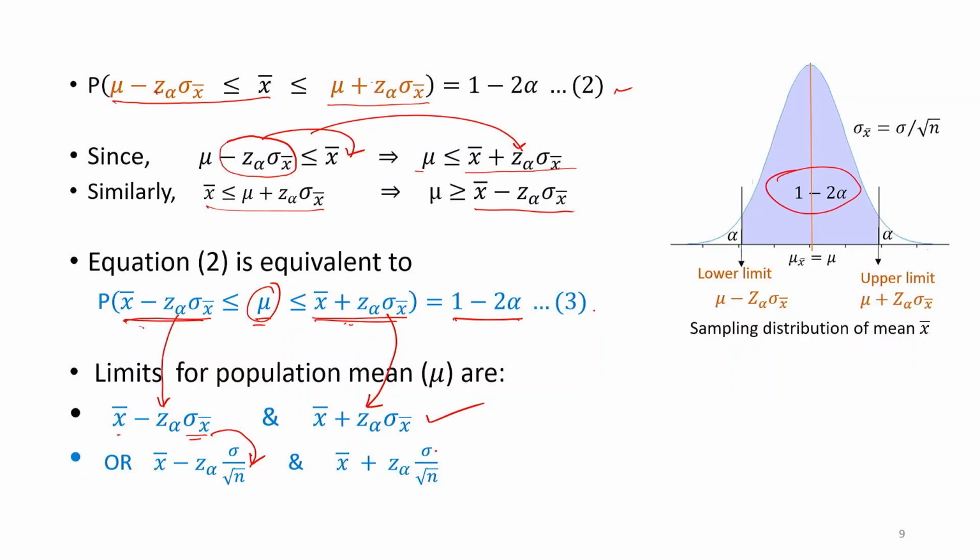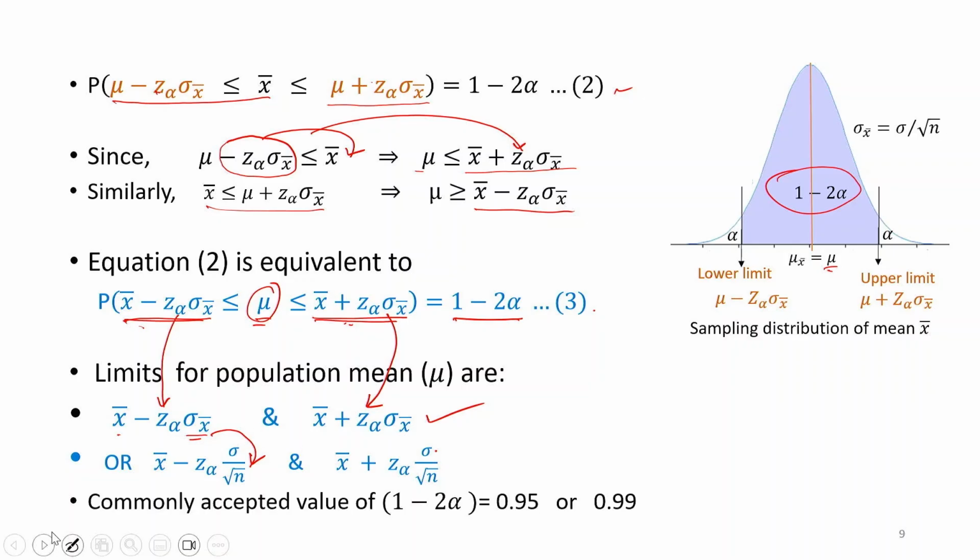If alpha is chosen to be, let us say, 0.05, then 2 alpha is 0.1. So 1 minus 0.1 is 0.9. That means in that case, with 90% confidence, we will be saying that this mu is going to lie between these two limits. And commonly accepted values of 1 minus 2 alpha are 0.95 or 0.99.